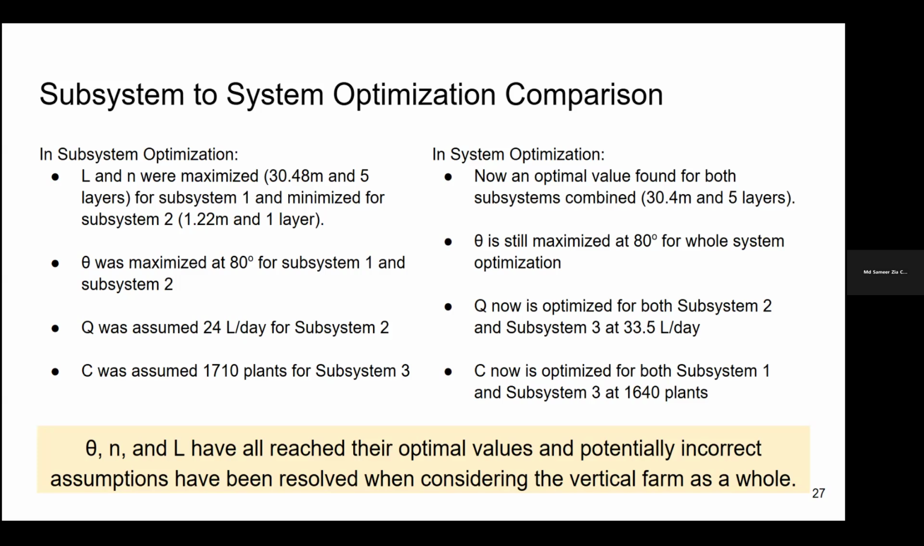However, when put all together in system optimization, we obtained an optimal value for both subsystems 1 and 2. We obtained the optimal value for L and N at 30.4 meters and 5 layers. Theta was still maximized at 80 degrees for the whole system optimization. Q was now optimized for both subsystems 2 and 3 at 33.5 liters a day, and C was optimized for both subsystems 1 and 3 at 1,640 plants. As we observed, theta, N, and L have all reached their optimal values, and potentially incorrect assumptions that could have been in the subsystems have been resolved when we considered the entire vertical farm as a whole system optimization.